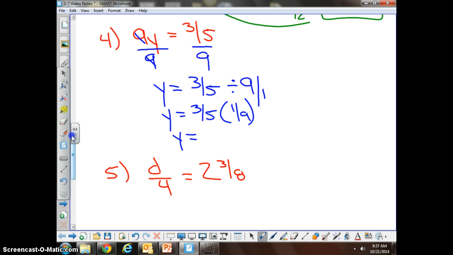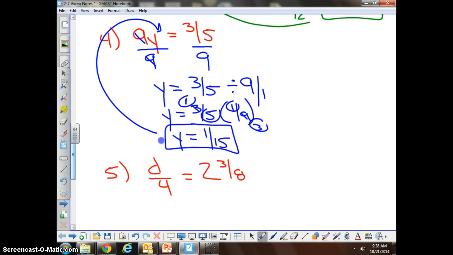Y equals, what is 3/5 times 1/9? This and this can cross reduce to a 1 and a 3. We've got 1 times 1, which is 1. We've got 5 times 3, which is 15. Our answer is y equals 1/15. Box your answer, and we are going to plug it back in. And 9 times 1/15 does equal 3/5.